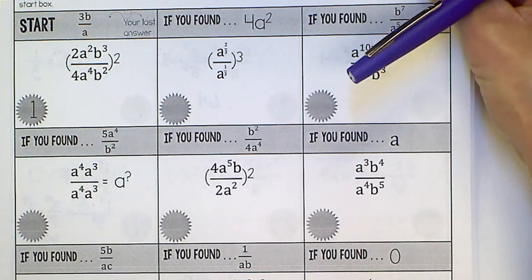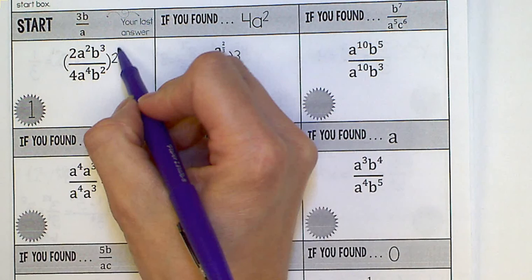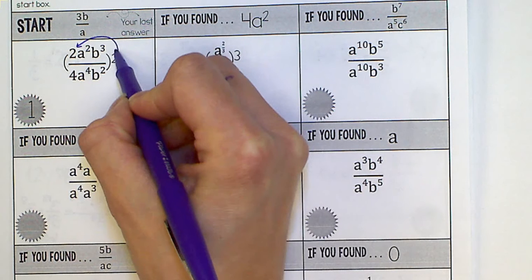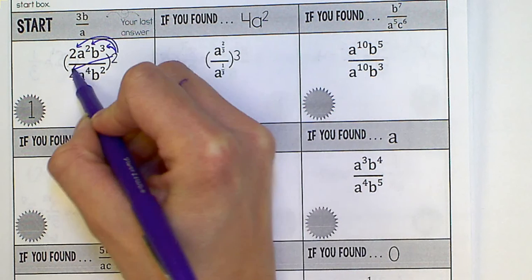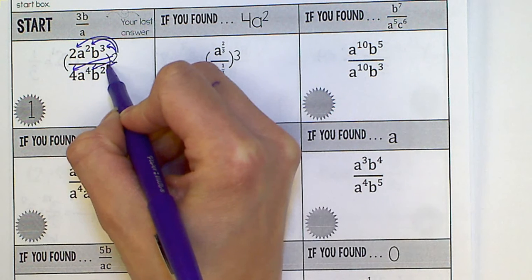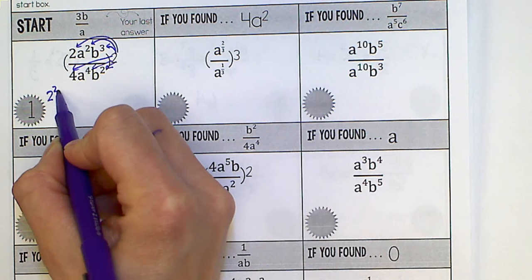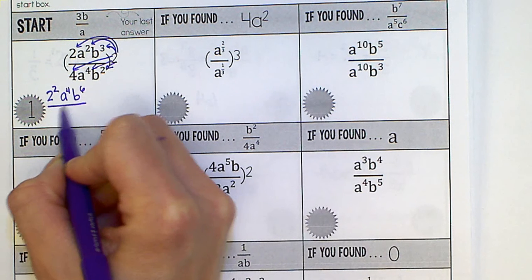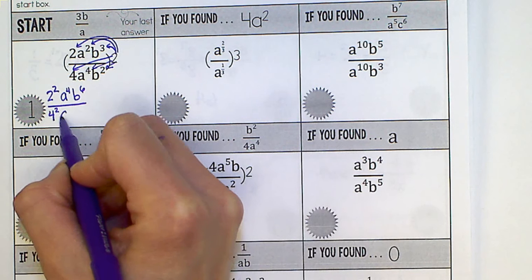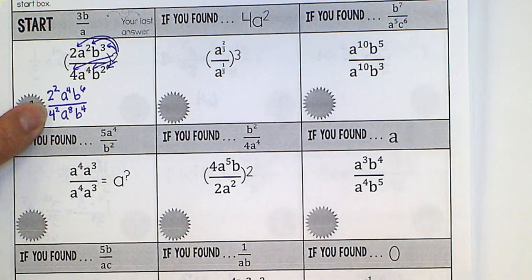Now the first thing you need to do, this is this entire thing to the second. So I need to do 2 to the second, a squared to the second. So we're going to put this 2 with everything in here. So this is really 2 squared, a to the 4th, b to the 6th, all over 4 squared, a to the 8th, b to the 4th. So now we're going to have to do some simplifying.